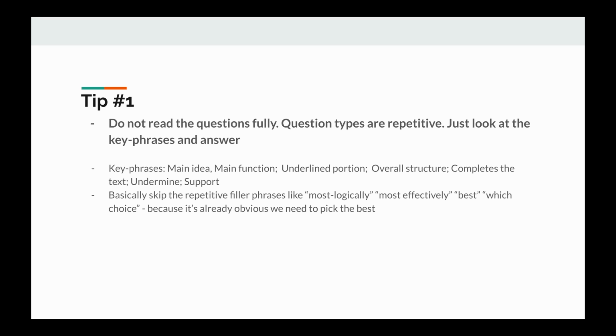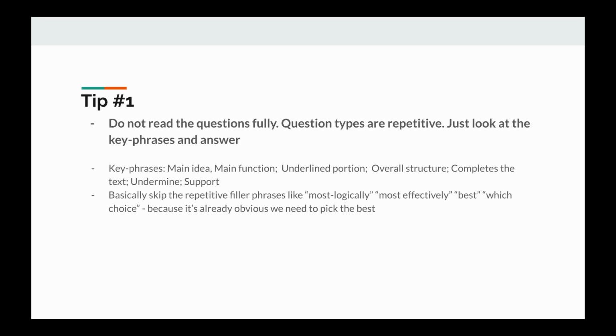Question types are repetitive on the digital SAT. Just look at the key phrases and answers. Do not read the whole question. The key phrases that you may see are main idea, main function, underlined portion, overall structure, completes the text, undermine, support. Just by reading this part of the question, you can already know what to look for in a correct answer. You do not need to read the whole question. Just read this small phrase, like main idea, for example.